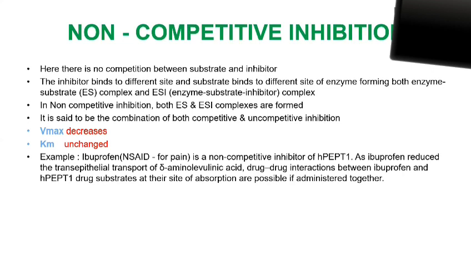This is usually said to be the combination of both competitive and uncompetitive inhibition. Here the Vmax decreases and Km remains unchanged. An example for this is ibuprofen, which is a non-steroidal anti-inflammatory drug used to treat inflammation and pain, and it acts as a non-competitive inhibitor of HPEPT1.